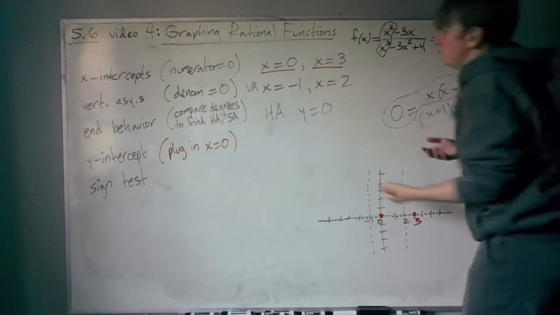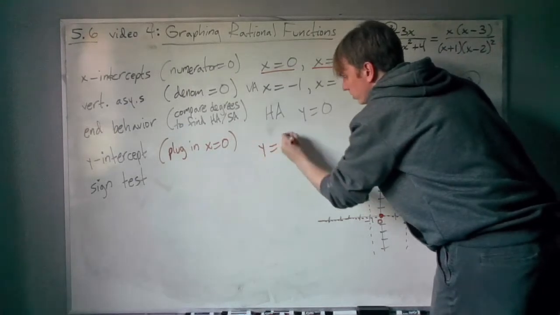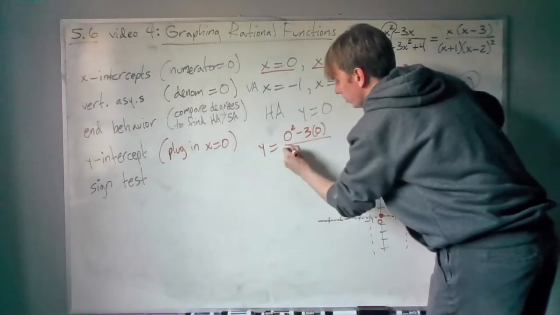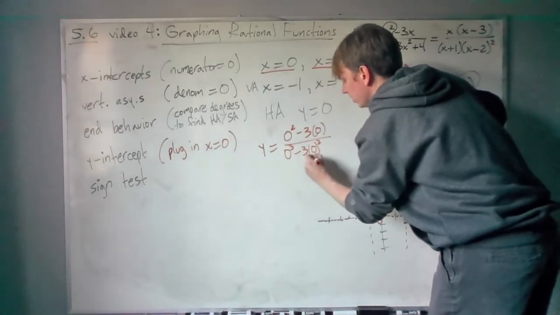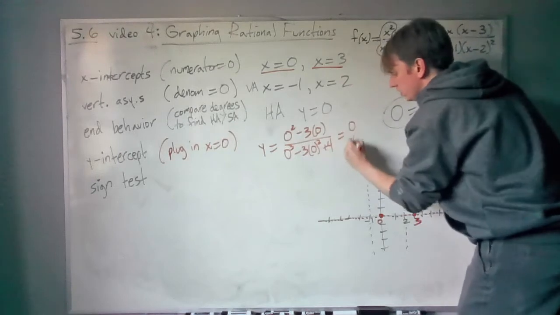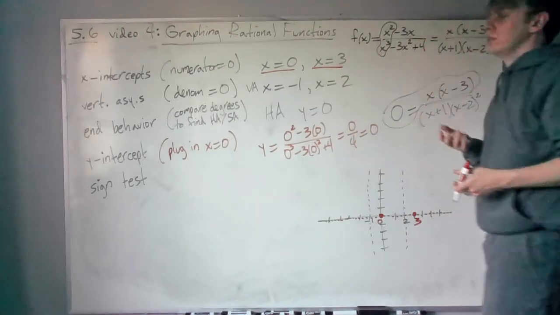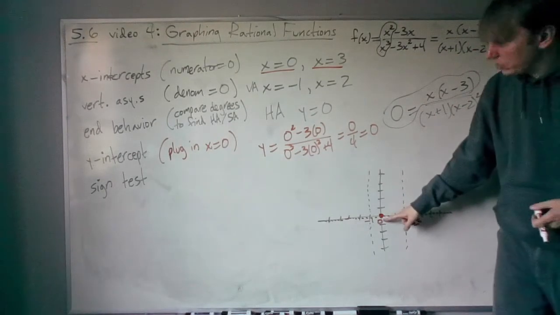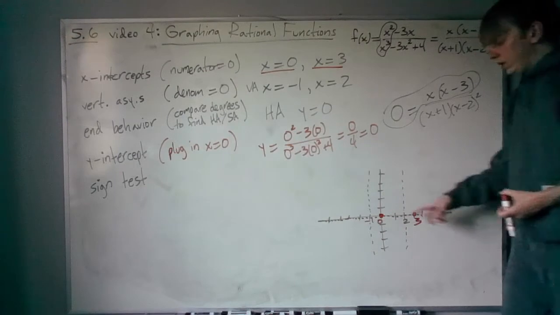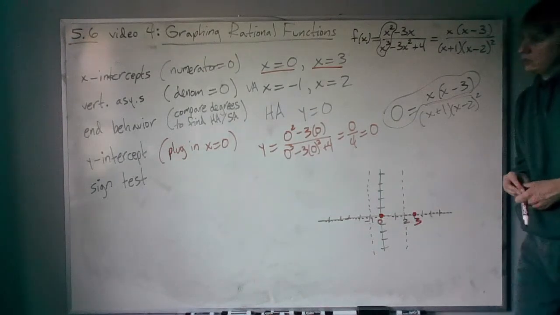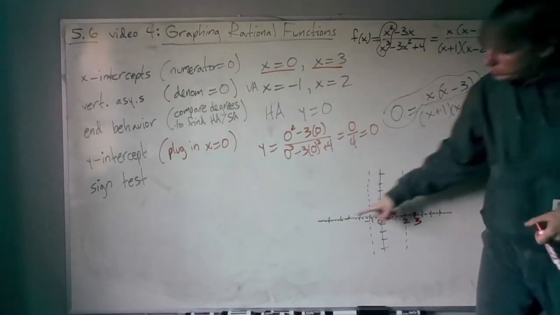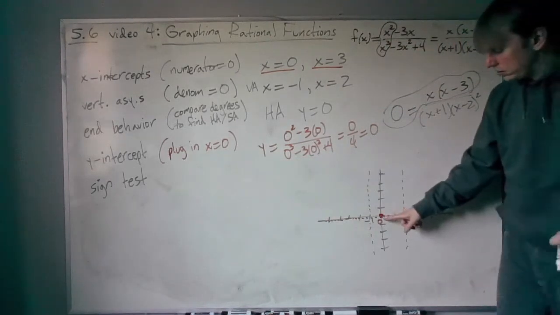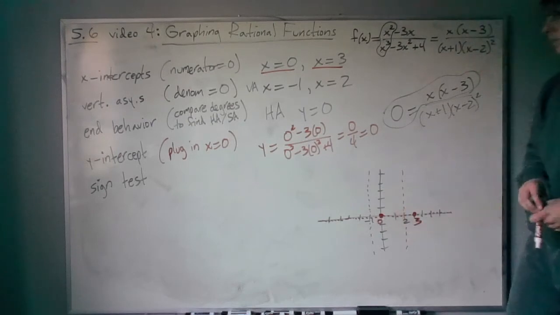And so our y-intercept is y equals 0 squared minus 3 times 0 divided by 0 cubed minus 3 times 0 squared plus 4. 0 divided by 4 is just 0. So our y-intercept is actually y equals 0, which is the same as our x-intercept. That's basically just saying we're hitting the origin. Okay, so don't confuse the horizontal asymptote of 0, which is this dotted line, with the y-intercept of 0, which is this dot, where x is 0 and y is 0.